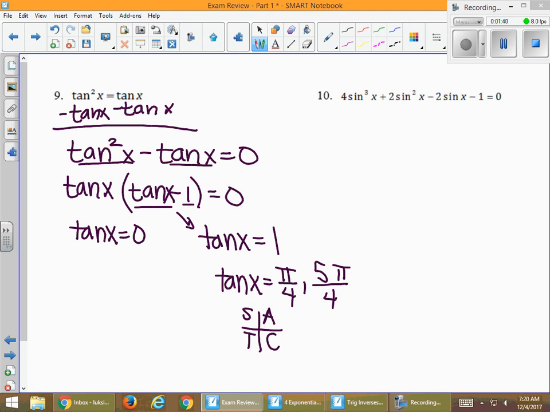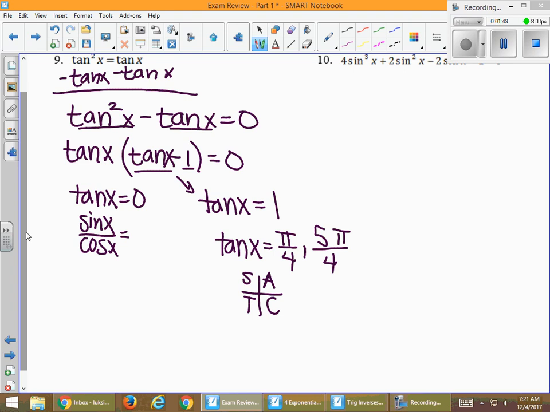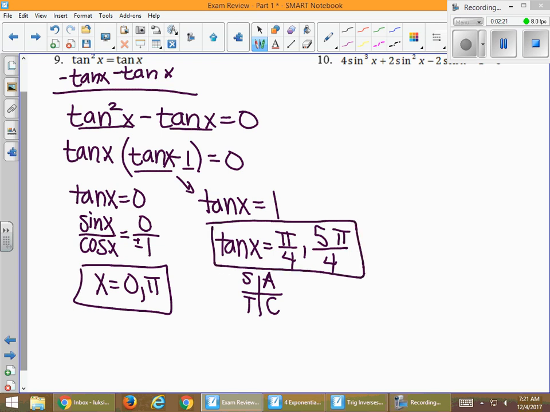Tangent is equal to 0 is a little tricky, so I like to go ahead and rewrite tangent as sine over cosine. If you don't have tangent is equal to 0 memorized, just rewrite. In order to get 0, we need a 0 on top, which means if sine is 0, cosine is either positive 1 or negative 1. Those are the pairs that happen. So sine is 0 and cosine is positive 1 at 0 and 2 pi. And cosine is negative 1 and sine is 0 at pi. So 4 solutions for this one, 0, pi, pi over 4 and 5 pi over 4.